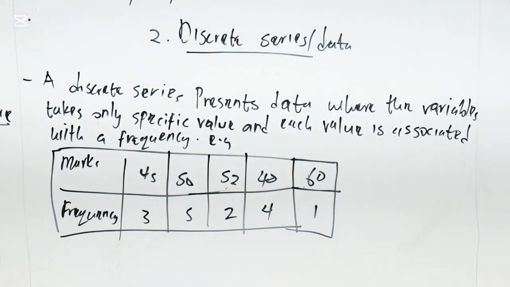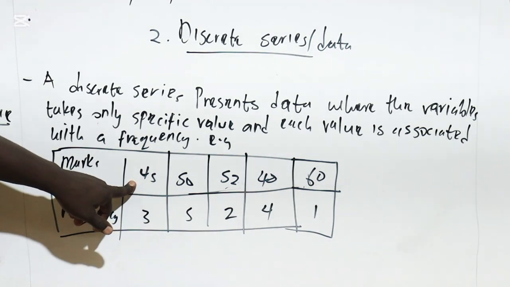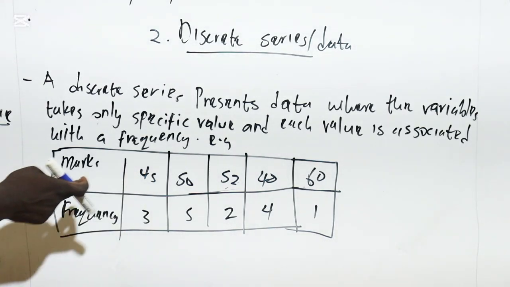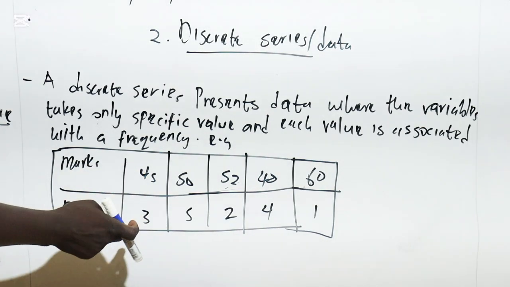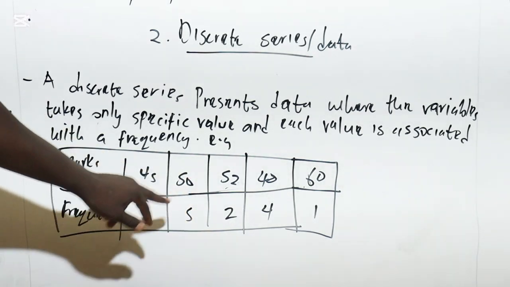So in my class, I have students who sat for an examination. Now 45, meaning 3 students scored 45%. So in that examination, 3 students scored 45. So we have the division of marks associated with the frequency.